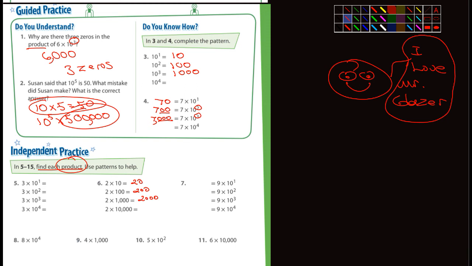How about number 8 here? 8 times 10 to the fourth. Okay, the base is 10. The exponent is 4. So it's going to be 8. And then how many zeros am I adding? 4. Whoops, shouldn't put a comma there. 1, 2, 3, 4. So that's 80,000. How about number 10? 5 times 10 squared, or 5 times 10 to the second power. It's going to be a 5. How many zeros do I add? 2. All right.